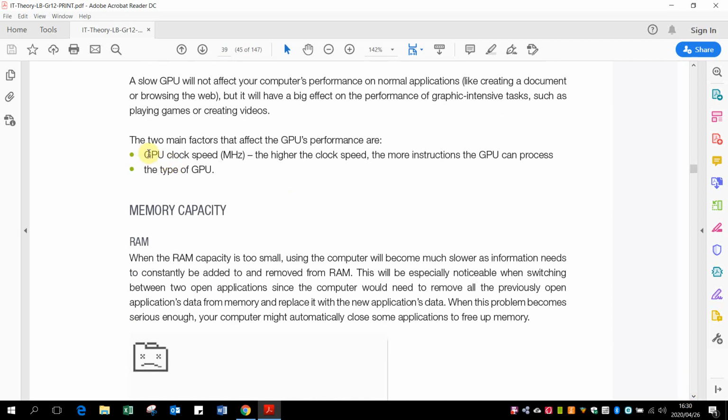Alright, and these things also have an effect on our GPUs. Our GPUs also these days can run multiple processes. So the two main factors that affect GPUs are the GPU's clock speed and the type of the GPU.